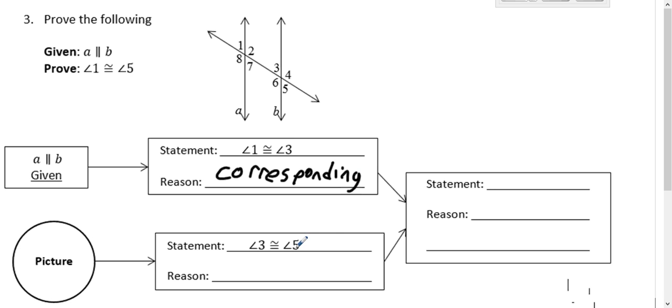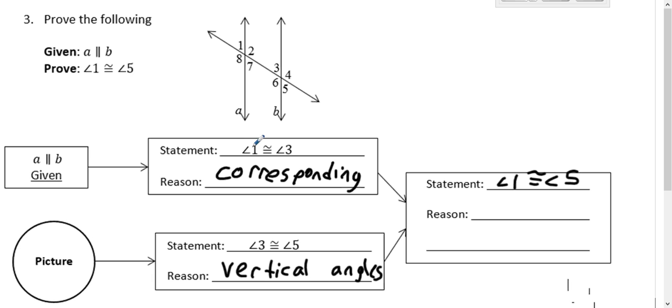Then angle 3 and angle 5. Looking at the picture, angle 3 and angle 5, those are vertical angles, so we know that they are congruent. So then we can put those 2 together. Our final statement of every proof will always be the thing that we are trying to prove. Angle 1 is congruent to angle 5.